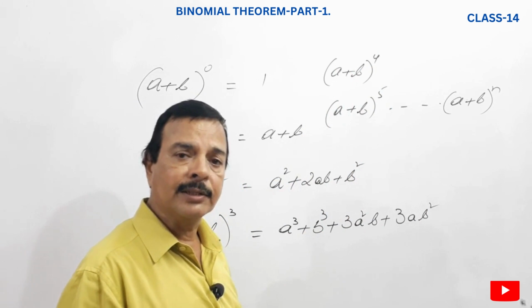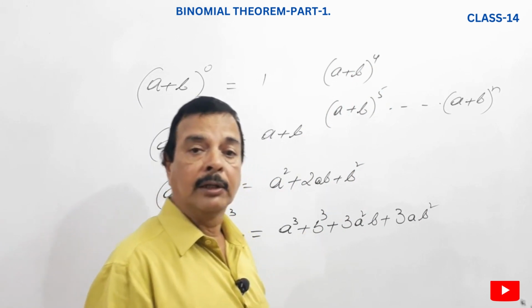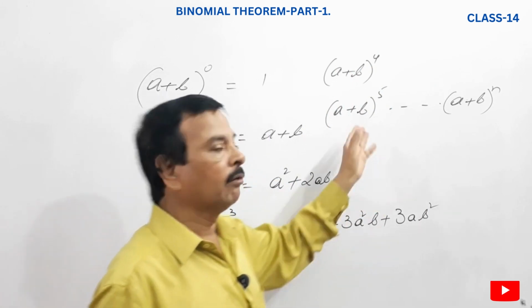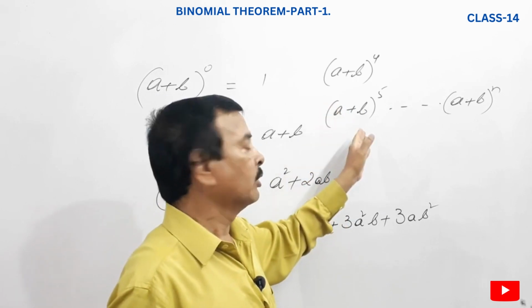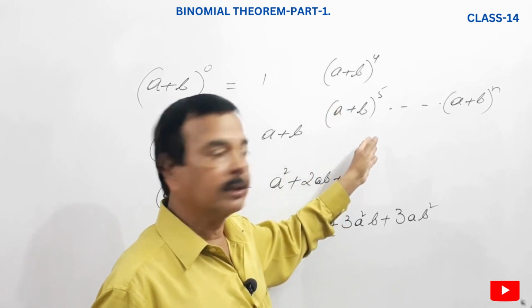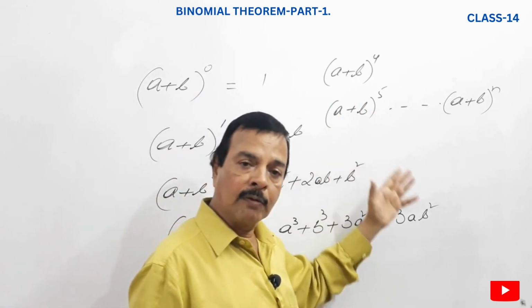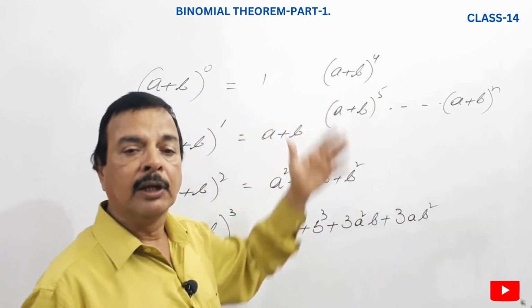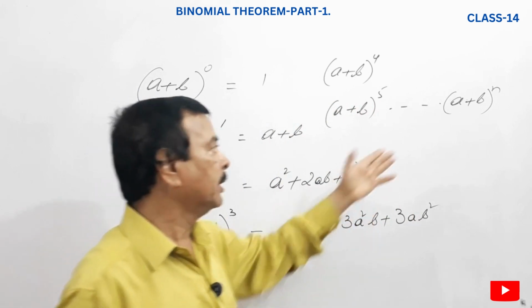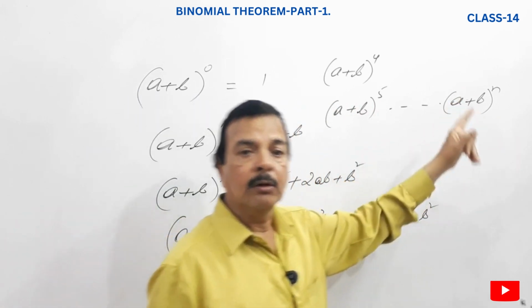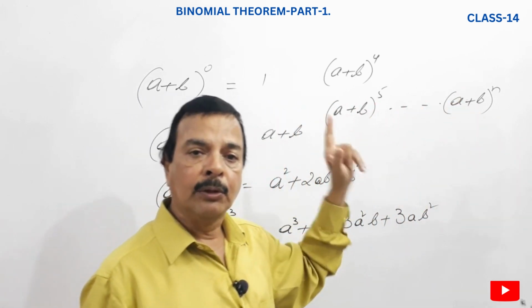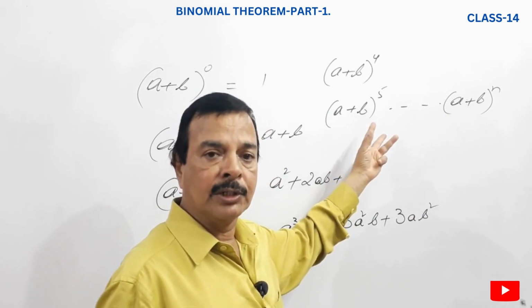So in such cases, the binomial theorem helps us to find the expansion of these terms, that is a plus b to the power of 5, a plus b to the power of 6, a plus b to the power of 7, so on till a plus b to the power of n. So the binomial theorem helps you to solve such expansions.